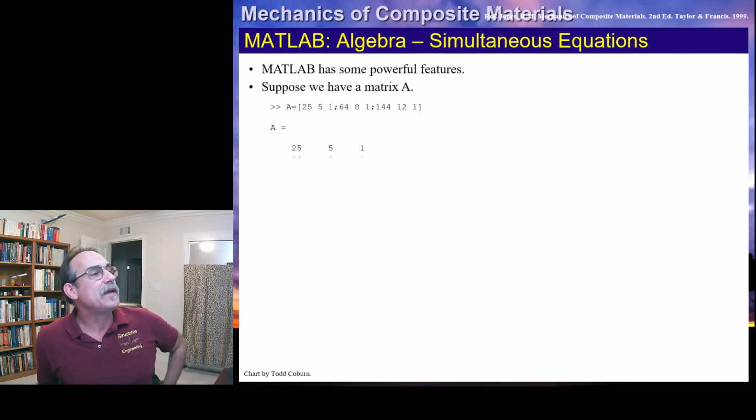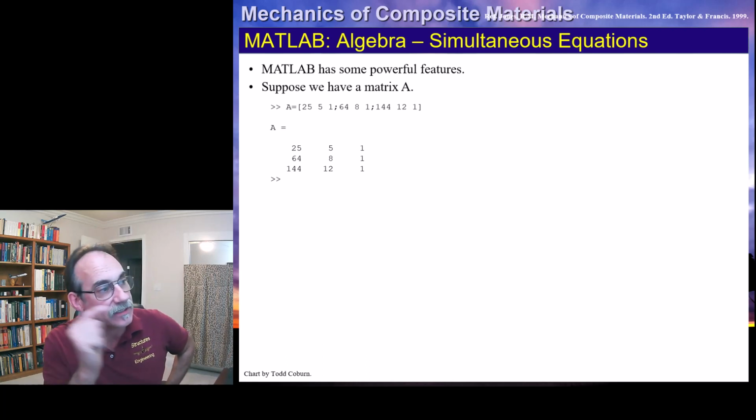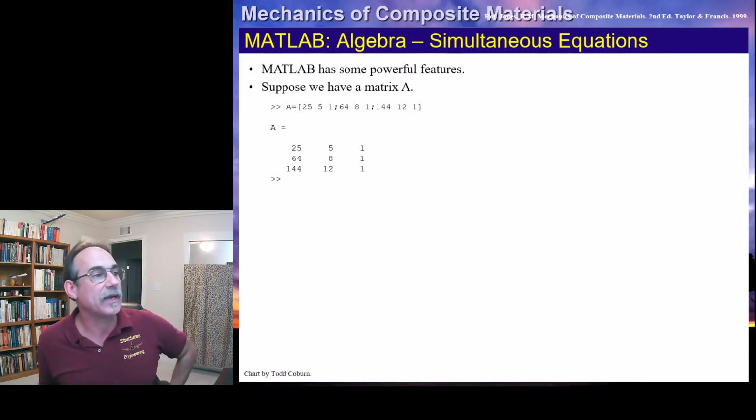All right, let's say we have a matrix A. Looks like here. Now take a look here. This is a full matrix. What we have is 25, 5, 1. That's our first row because then we have a semicolon. And the next row we have 64, 8, 1. Great. Semicolon. Next row 144, 12, 1. Close that puppy. That defines a 3 by 3 matrix. MATLAB repeats it to the screen in its relative position.